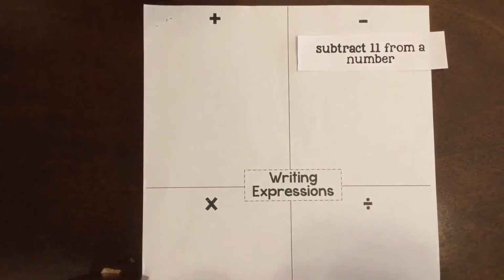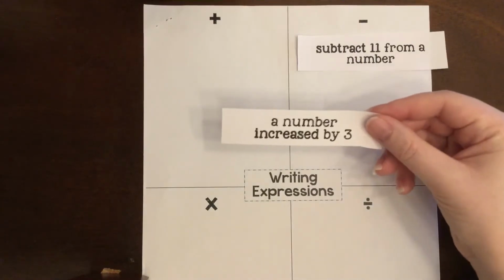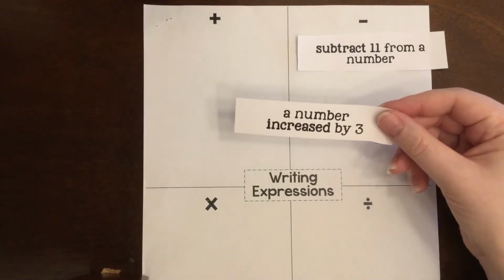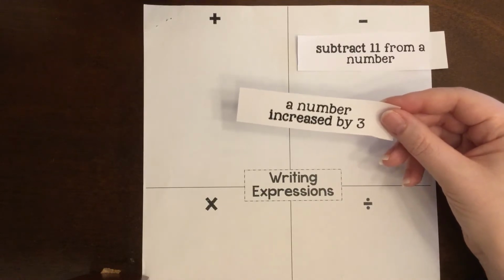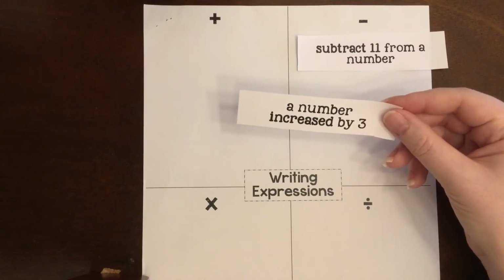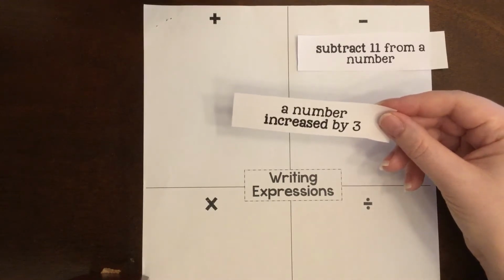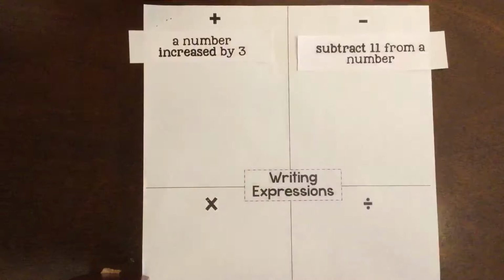Okay, the next one that I have is a number increased by 3. The word increased is implying that we're having addition. It's not increasing by multiple, it's just increasing by 3 units. So this would be n plus 3.